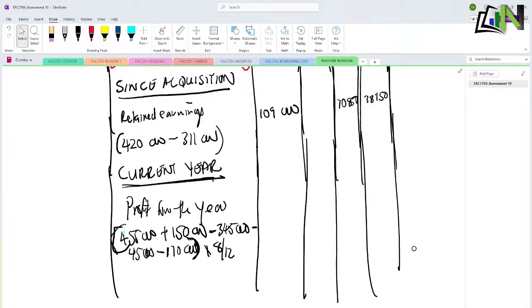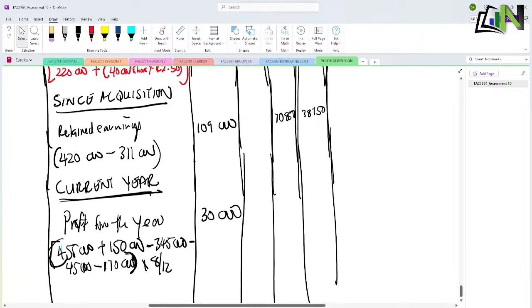All right, so 455,000 plus 150,000 minus 345,000 minus 45,000 minus 170,000 gives 45,000. Multiply this by 8, divide by 12. I'm getting 30,000. So my profit for the 8 months is 30,000. So this is where we are done now. This group Napkins is no longer going to be part of our group. We have sold all our shares. We've lost control at this point in time.